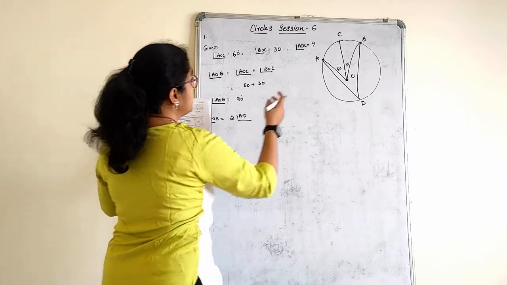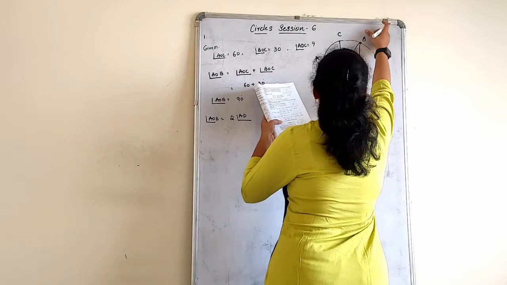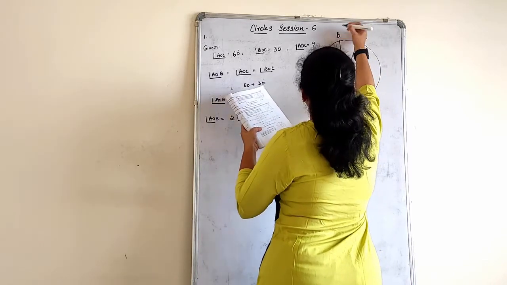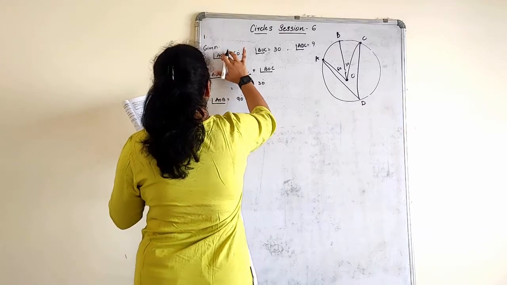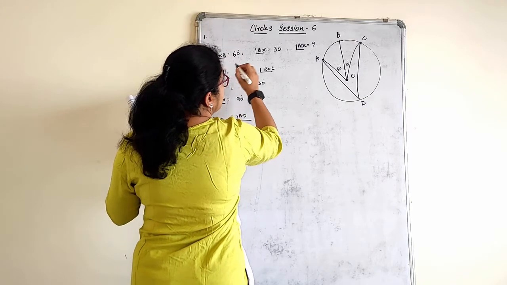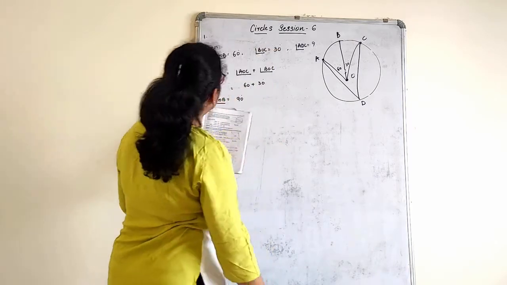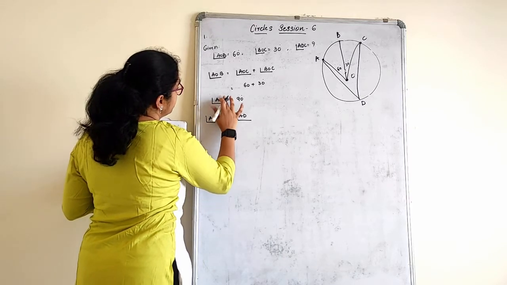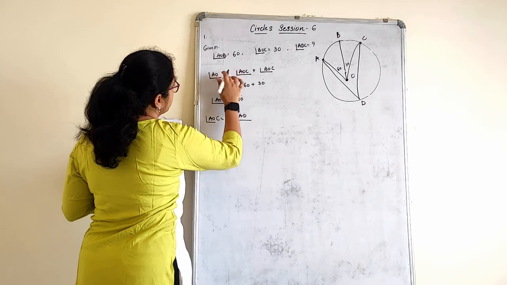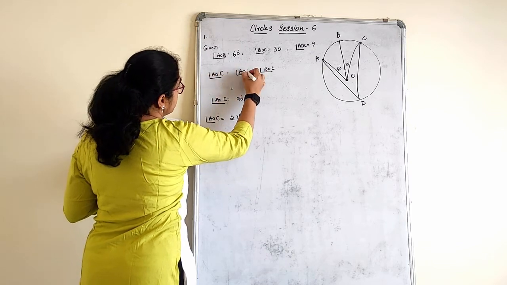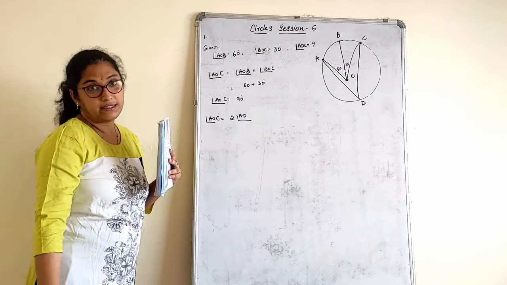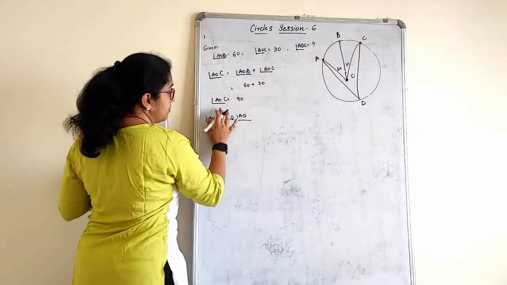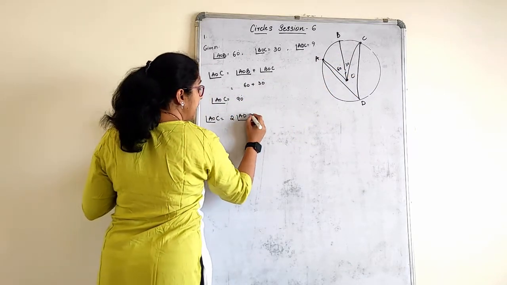ADC they have asked. Yes, I think I have marked wrong here. This is C and this is B. Okay, I'll just make the changes. And this is, yeah, of course, this is written correctly. Angle AOC, which is nothing but this, is twice angle ADC.